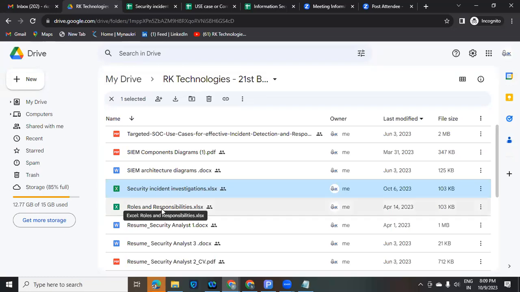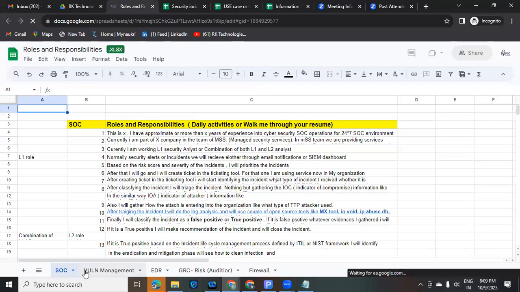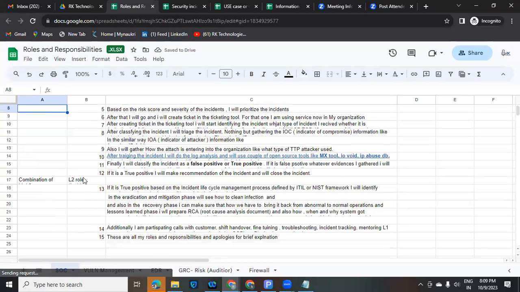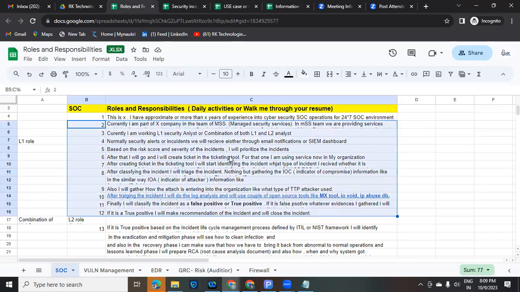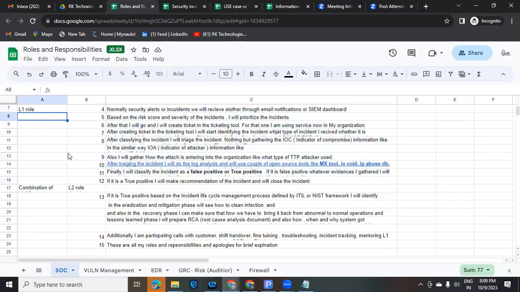The next one is the roles and responsibilities Excel sheet. The first tab belongs to SOC roles and responsibilities: what the L1 role is and what the L2 role is. I explained these two because if you have only 1 plus years of experience, you can explain only up to the L1 part. With maybe 4 plus up to 6 or 7 plus years, you can explain a combination of L1 as well as L2. The entire thing you have to explain. So that is SOC roles and responsibilities on the first tab.